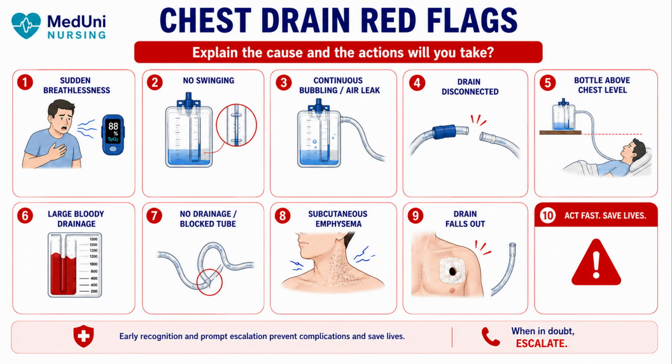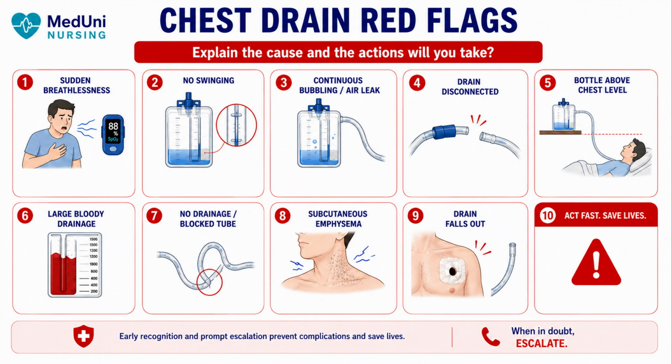This is a very important slide. If the patient suddenly becomes breathless, hypoxic, distressed, or has increasing chest pain, do not focus only on the drain. Go back to A, B, C, D, E, and call for help early. If there is no swinging or no drainage, ask, is the tube kinked, blocked, disconnected, or sitting in a dependent loop? If there is continuous bubbling, think possible air leak or loose connection. Check the system and escalate if it continues.